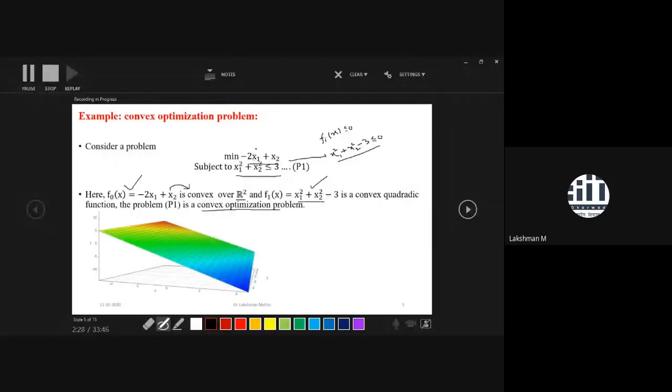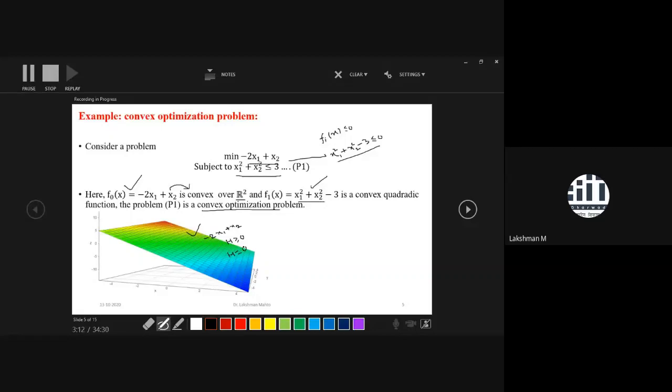You can observe that this is the plot of the linear objective function, minus 2 times x1 plus x2. From the graph also you can easily observe what the curvature of this function is. Curvature is 0, and 0 is a non-negative number. Curvature is always measured by the Hessian. So you can say that the objective function has Hessian greater than or equal to 0. It is a linear function, so the Hessian is 0 for the objective function.